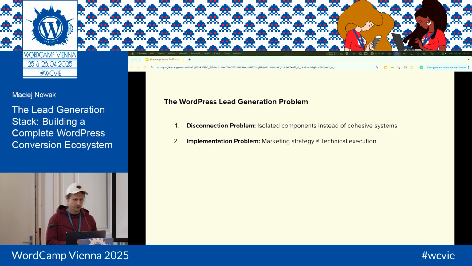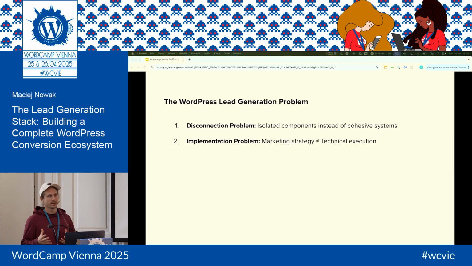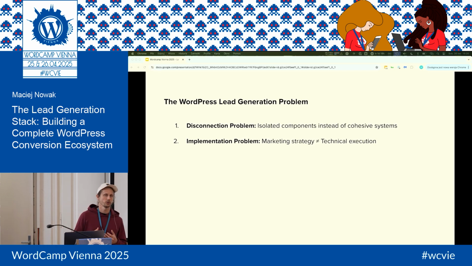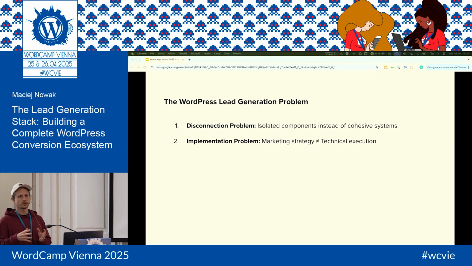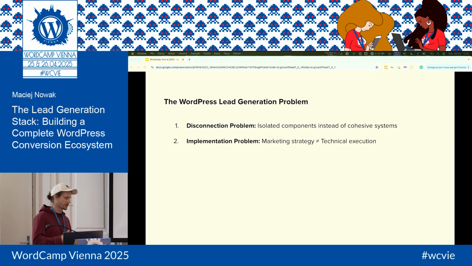Problem number two is an implementation problem. So even in a case where, for example, marketing knows what to do on that website, they know a little bit of theory, they know what to do, they don't know how to do it. And so we end up with a situation where we have those scattered components. Not everything is working right, not everything is streamlined.